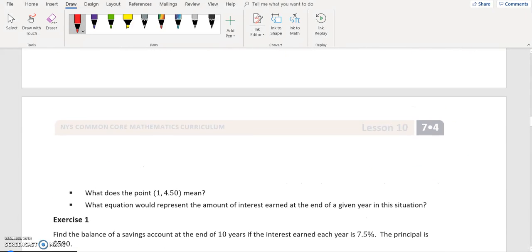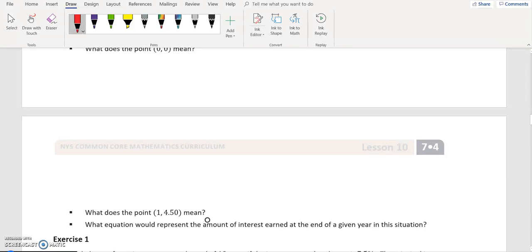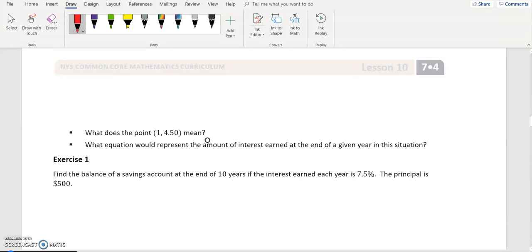And then finally, what equation would you use? We could use the equation I is equal to 4.5 times t. Because every time we multiplied 4.5 times the number of years, it gave us how much interest that it would be. Notice that is in y is equal to kx.